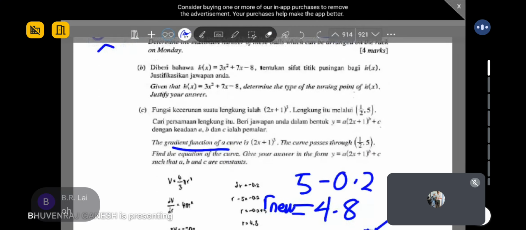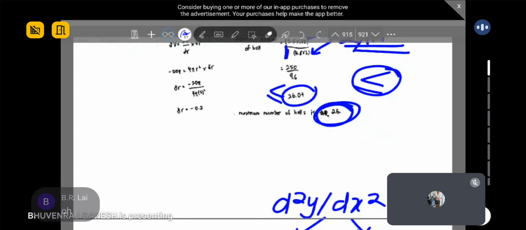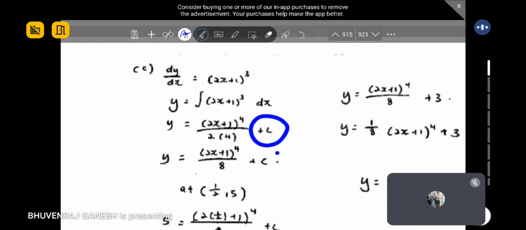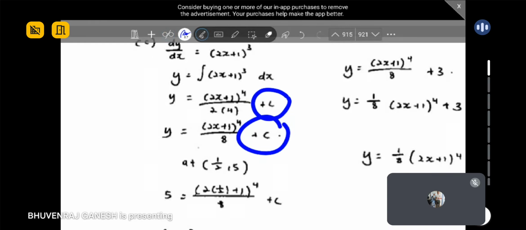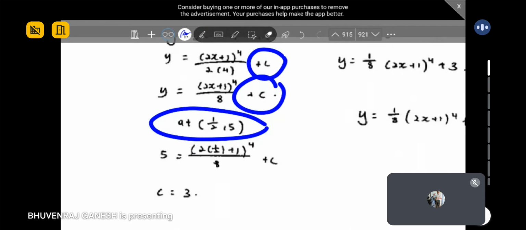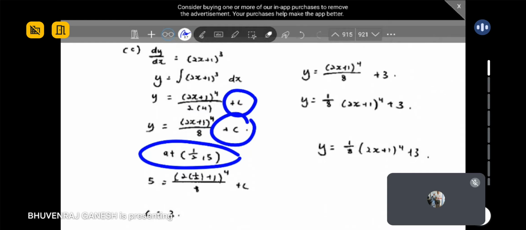So you just integrate as normal. Make sure you add C, don't forget, guys. Must plus C for an indefinite integral. And then you substitute the point to find your C value. So x equals 1 over 2, y equals 5. So your C value will be 3.